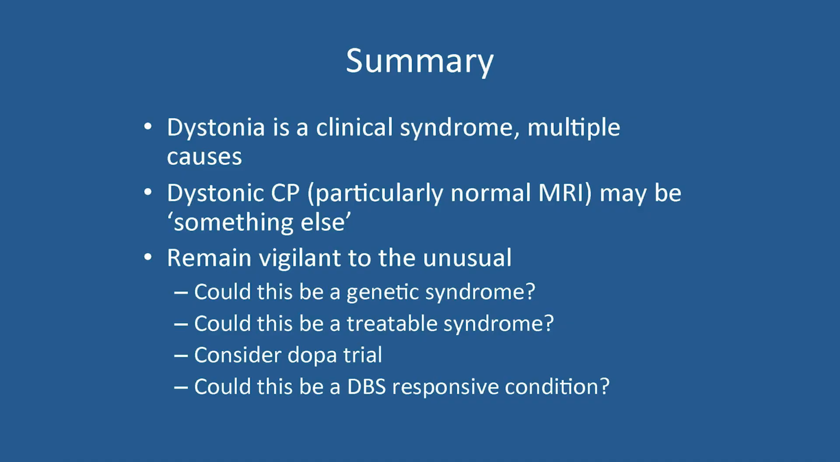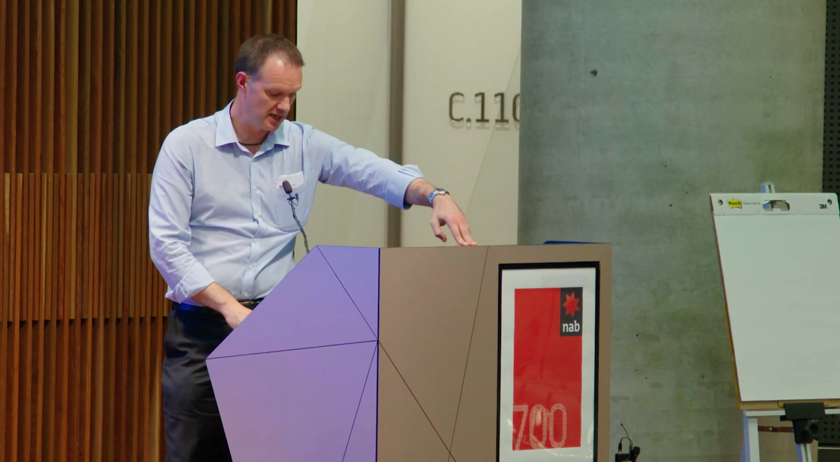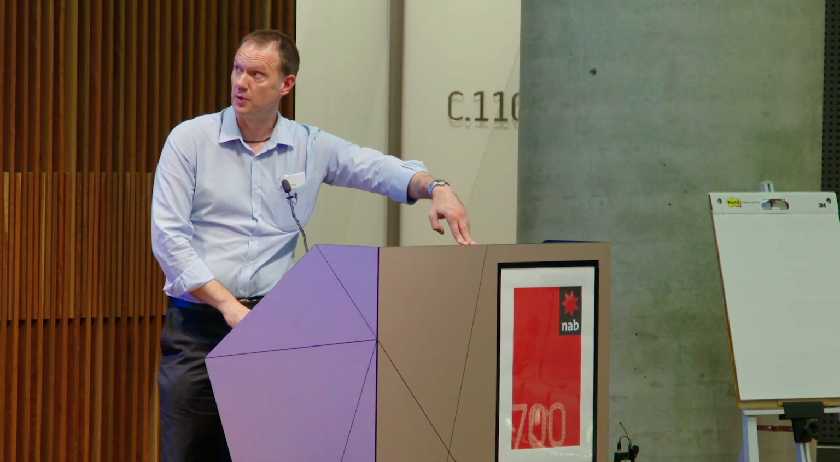And so in summary, we know that dystonia is a clinical syndrome with multiple causes. I suppose just keeping your mind open to, could it be something else? Could this be genetic? Could this be treatable? Should we try dopamine? Could this be a DBS responsive condition are the primary questions.